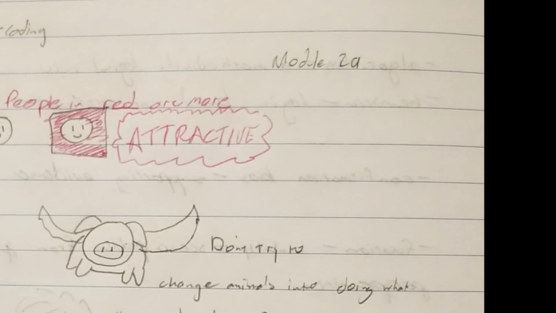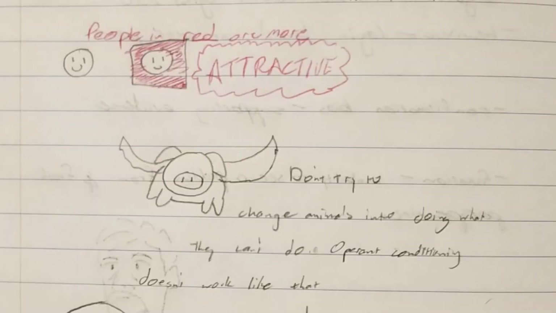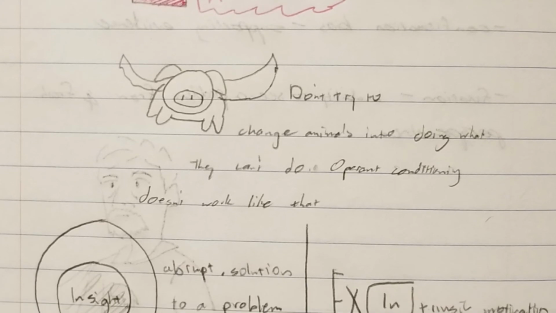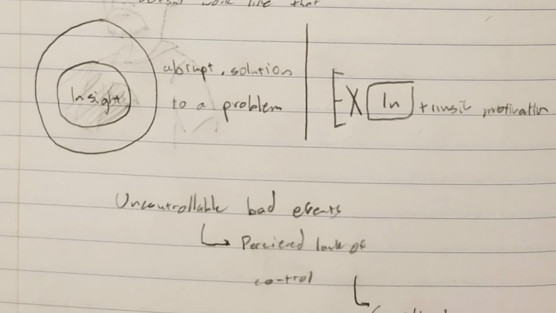Module 29. People in red are more attractive. Don't try to change animals into doing what they can't do. Operant conditioning does not work like that. Insight. It's an abrupt solution to a problem.